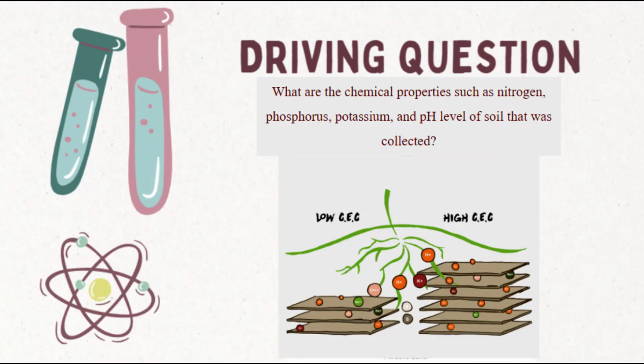Today, I'll answer this driving question. Do the clay, silt, and sand percentage composition affect the nitrogen, phosphorus, potassium, and pH levels in the soil? In this video, I'll explain the composition of soil and its properties, and how the chemical properties of soil can be determined through Luster Leaf rapid tests.